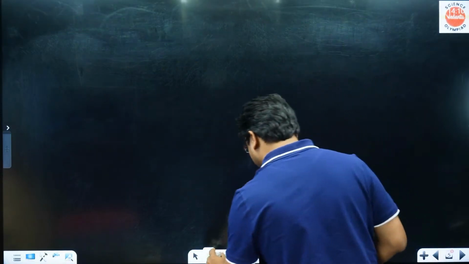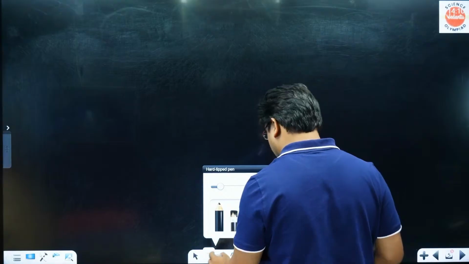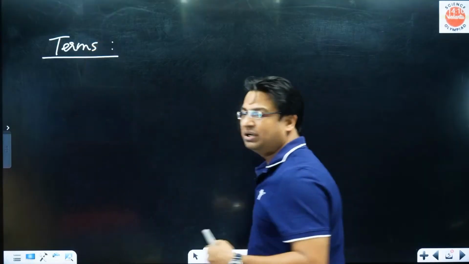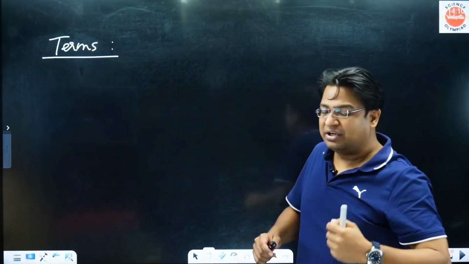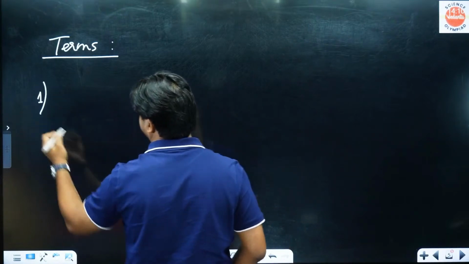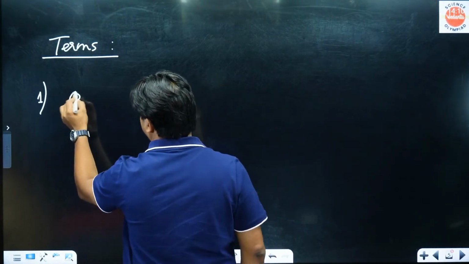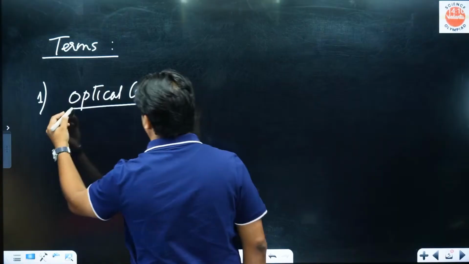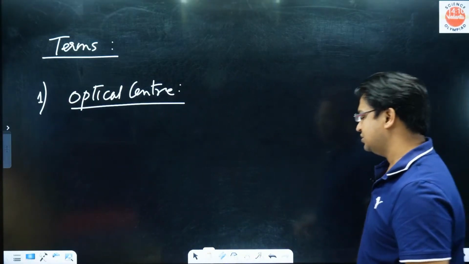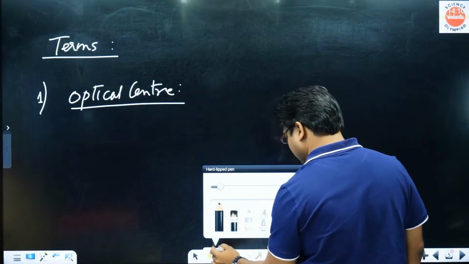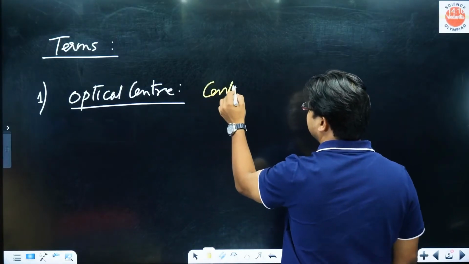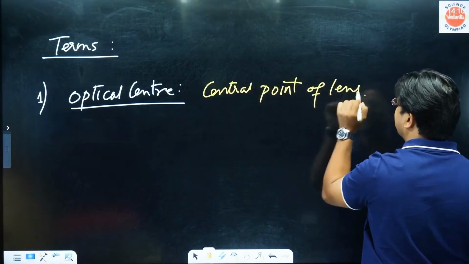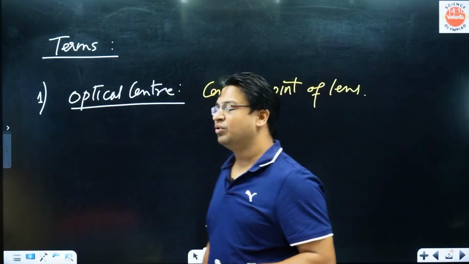Now there are some other terms we need to familiarize ourselves with. So let's see what those terms are. When we speak about lenses, there are some terms that we use repeatedly. The first one is the optical center. You can say that this is the central point of the lens. What is the speciality? It is actually a point in the lens through which a ray goes undeviated.